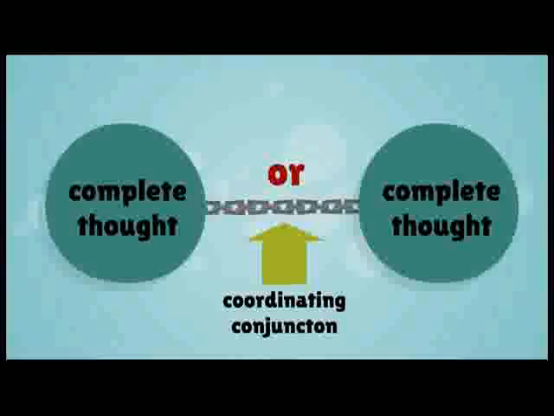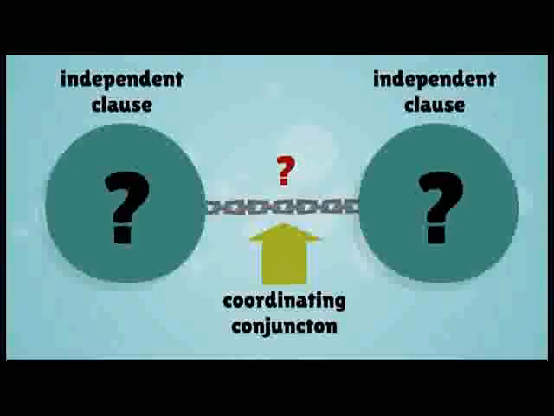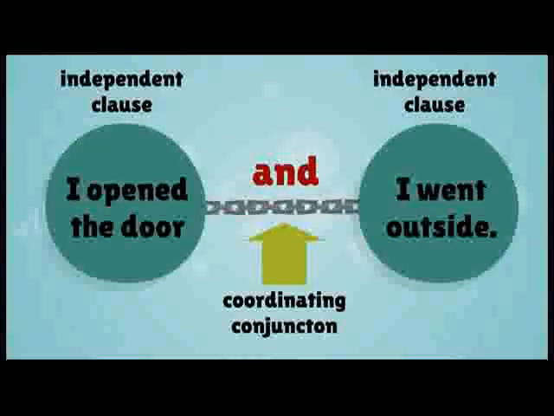Remember, as we learned in our video on independent clauses, you can also think of an independent clause as a single, complete thought. So, what does all of this look like in reality? Here's an example. I opened the door, and I went outside. Notice that both of our independent clauses are single, complete thoughts, and that each could stand on its own as a simple sentence. Here are a few more examples to illustrate how this works.